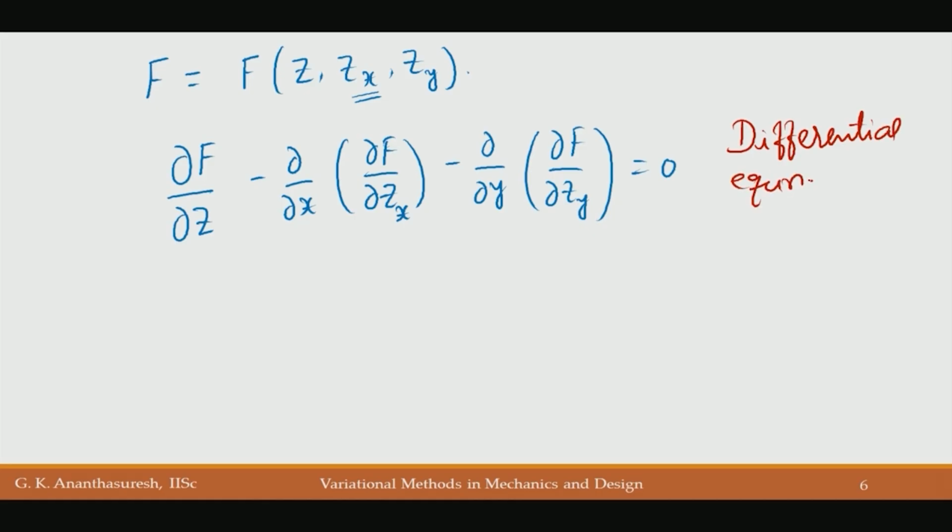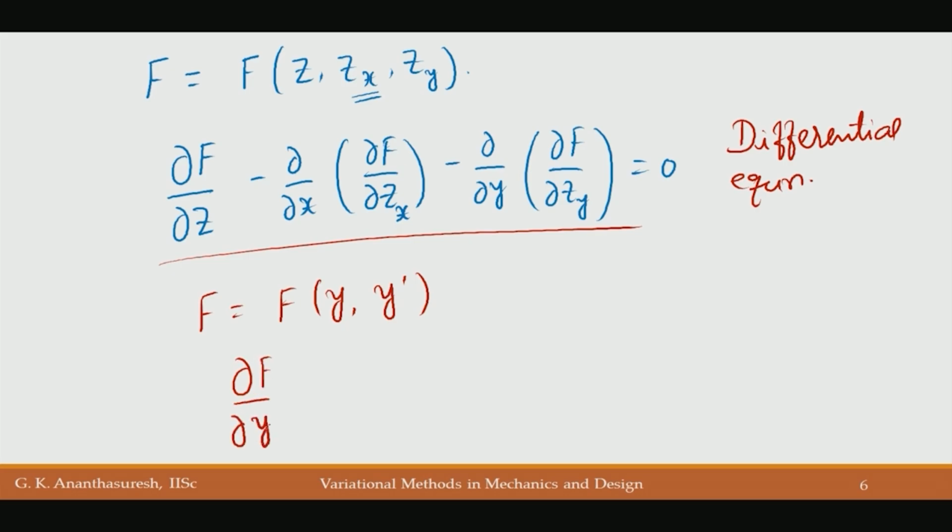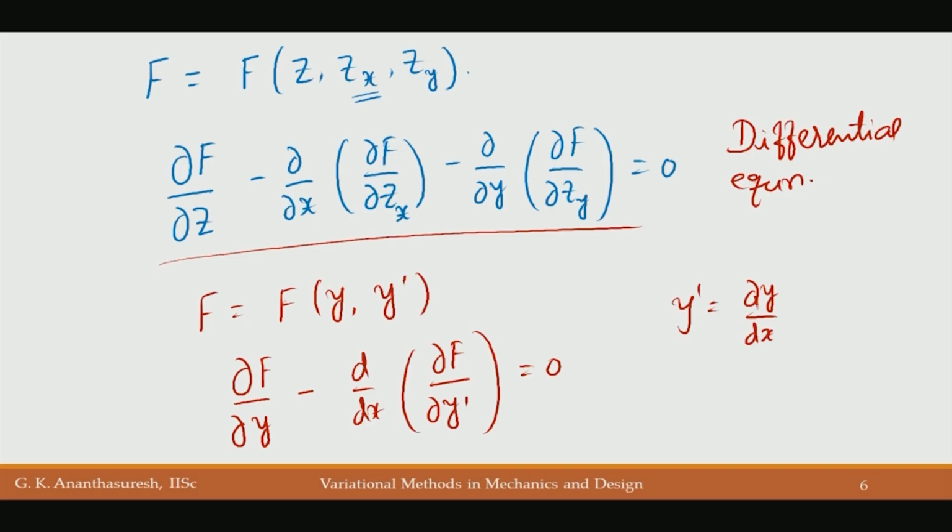Okay. If you compare this with when the functional had only one variable like y and y prime, the differential equation, what we call the Euler-Lagrange equation, was like this: dou f by dou y prime equal to 0. Again, if you recall, y prime is dou y by dou x, or dy by dx, and you can see the similarity between these two.